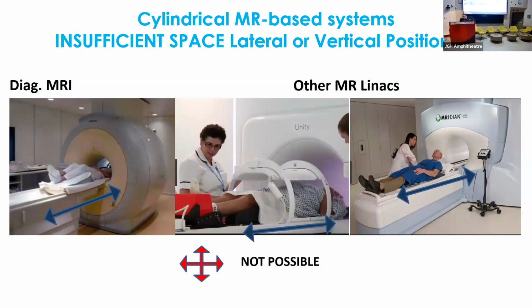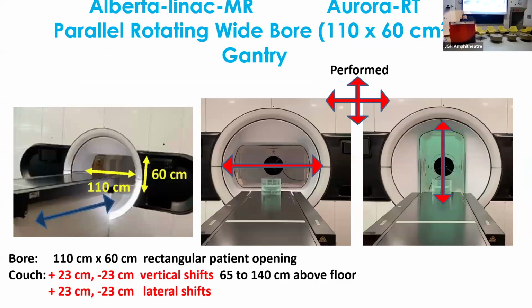And that does create a problem if you use a cylindrical magnet. And people do have those, and have major issues. You cannot move the couch. In our case, we have a 110 centimeter bore. This is big. You're able to move the couch. So our couch goes plus or minus 23 centimeters sideways or plus or minus 23 centimeters up and down. With a cylindrical magnet, you simply don't have the room. You cannot do it.